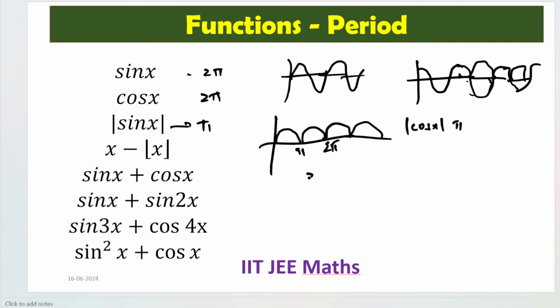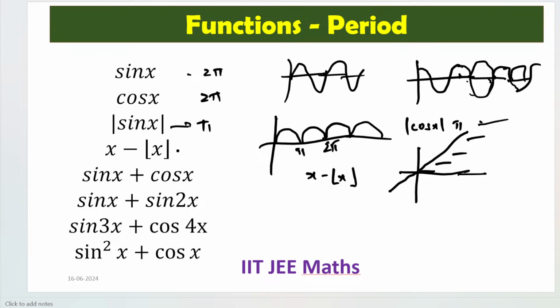Now x minus greatest integer function of x, you remember this. This is an interesting one. First of all, is this periodic? If it is periodic, what is the period? Means does it repeat itself? How does it look? Firstly, x looks like this, right? And the greatest integer function of x is some step function like this.